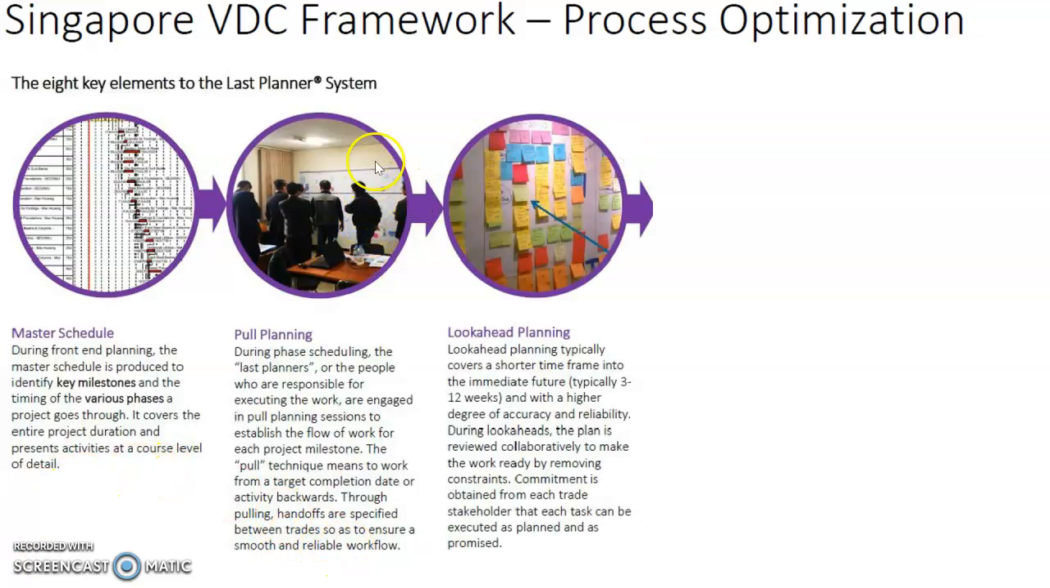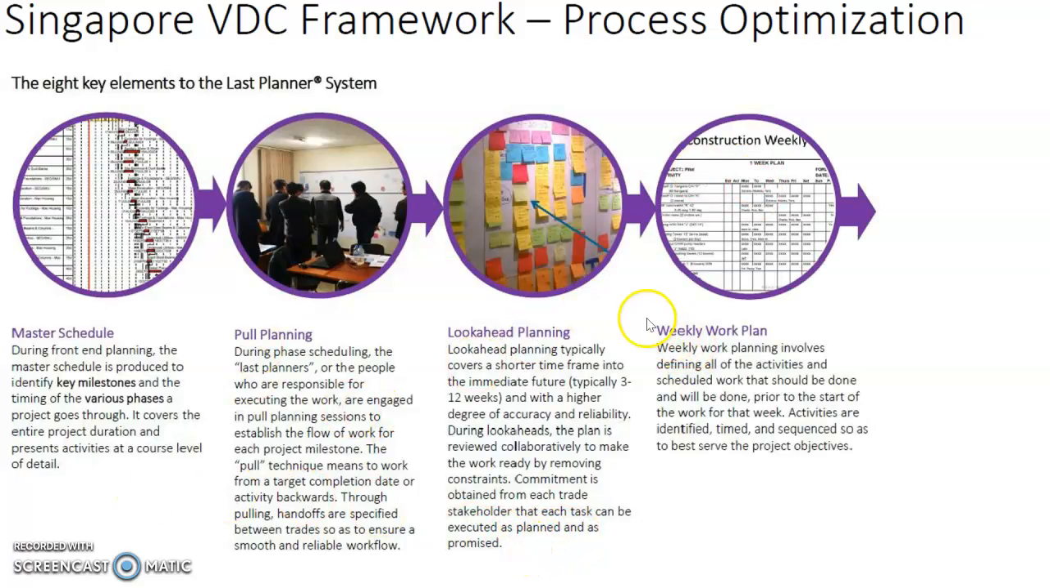Then we go to the next stage, which is the look-ahead planning. Look-ahead planning typically covers a shorter time frame into the immediate future, typically 3 to 12 weeks, and with a higher degree of accuracy and reliability. During look-aheads, the plan is reviewed collaboratively to make the work ready by removing obstacles or constraints. Commitment is obtained from each trade stakeholder that each task can be executed as planned and as promised.